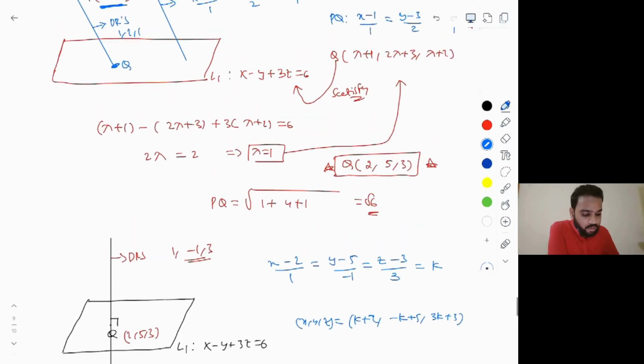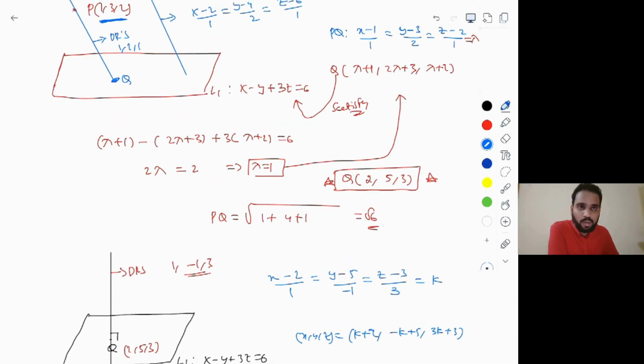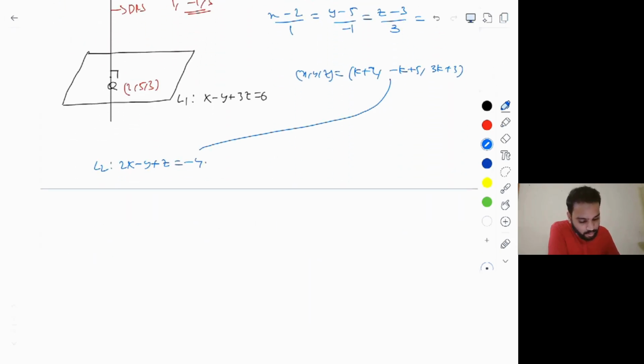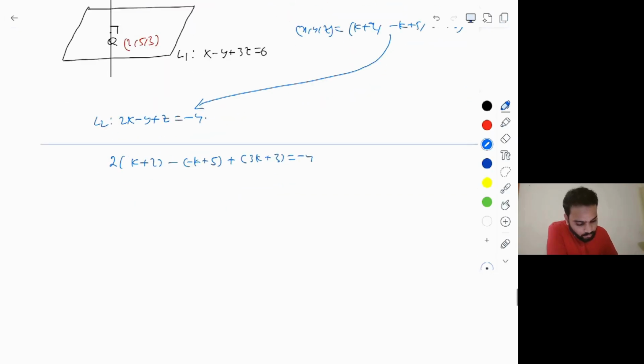And it is similar to the previous one. We have found out the general point on the line and simply put it in the plane. So take this general point, substitute in the plane. What you are going to get is 2(k + 2) - (-k + 5) + (3k + 3) = -4. So if you solve properly, this is 2k + k, 3k, 3k + 3k, 6k. And constant terms are +4 - 5, which is -1, and -1, so +2, which will be -6. So finally you get k = -1.